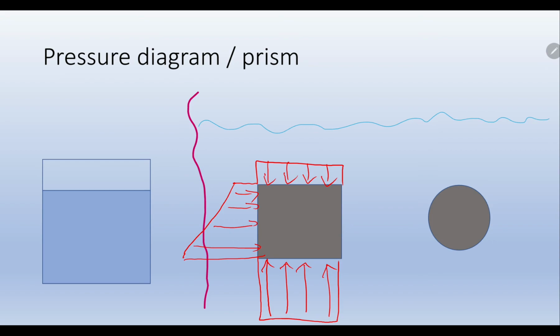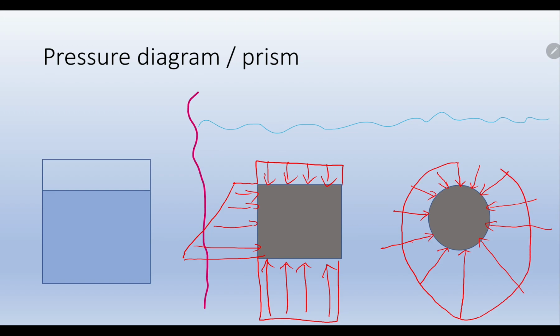But what if a sphere or ball is immersed in water? What is the pressure that it is going to experience? Let me draw that for you. It is always at right angles, don't forget that. If I draw it correctly, it is going to be like this. This is going to be the pressure prism. This is what we call the pressure prism.